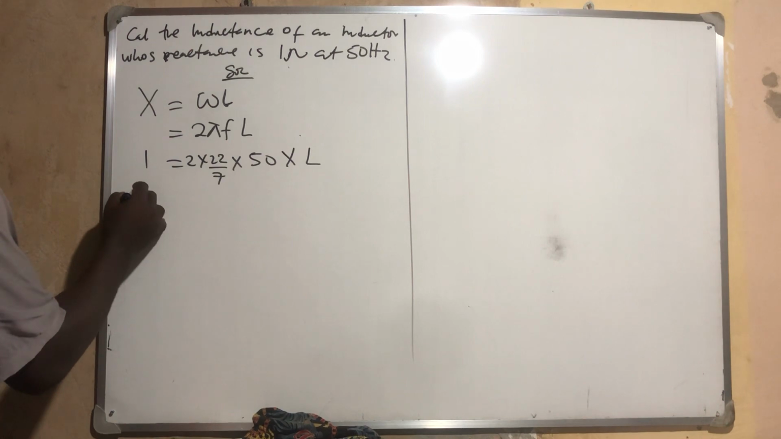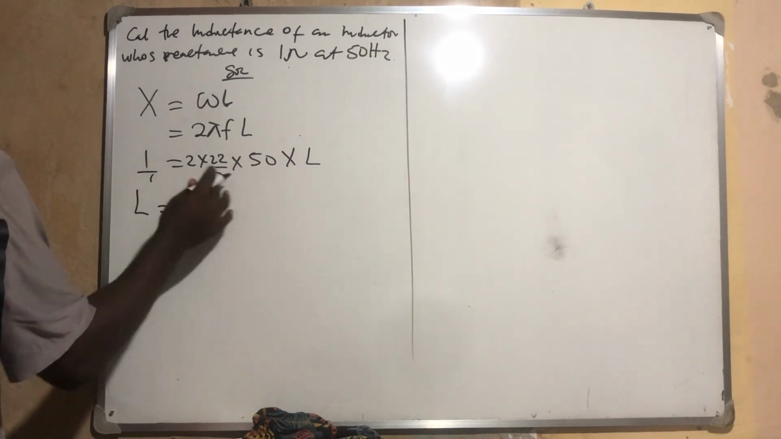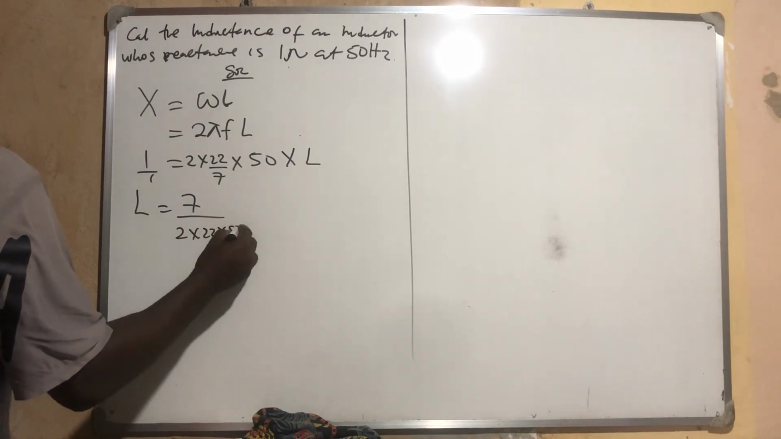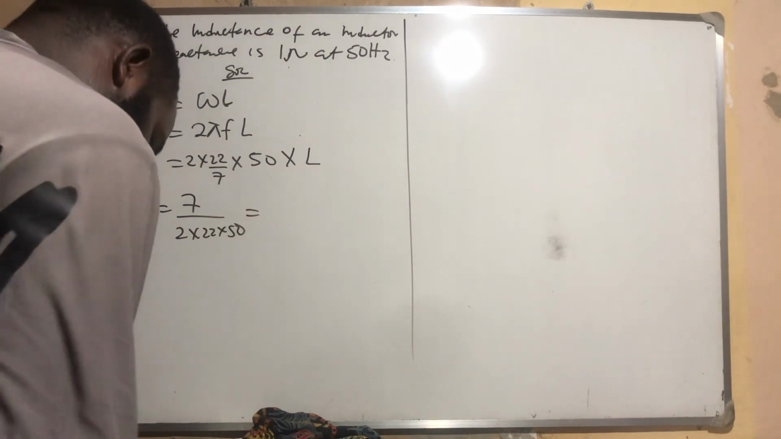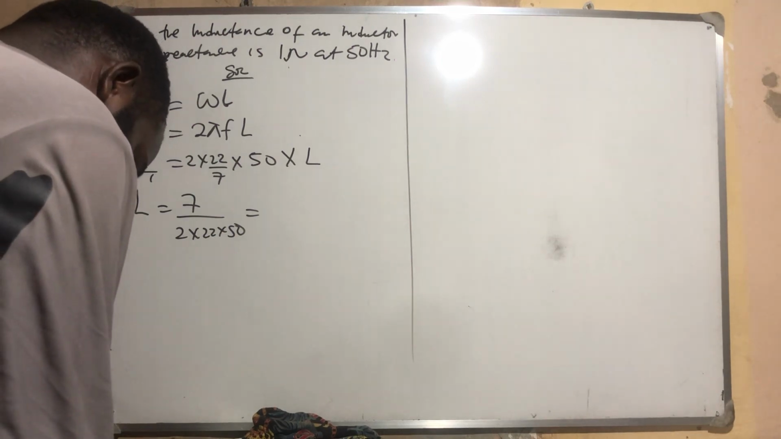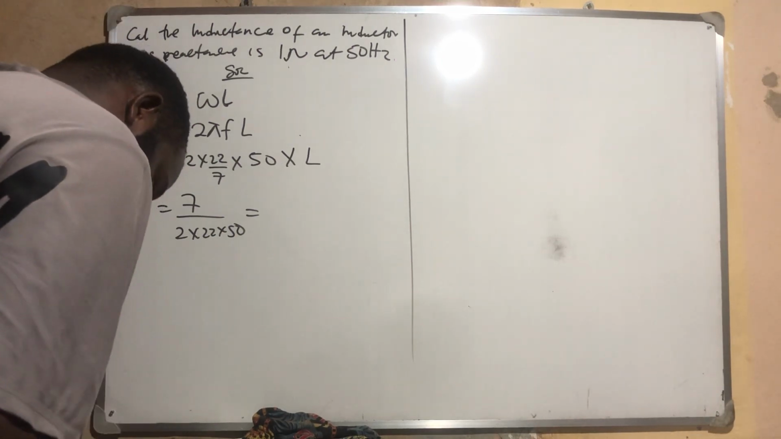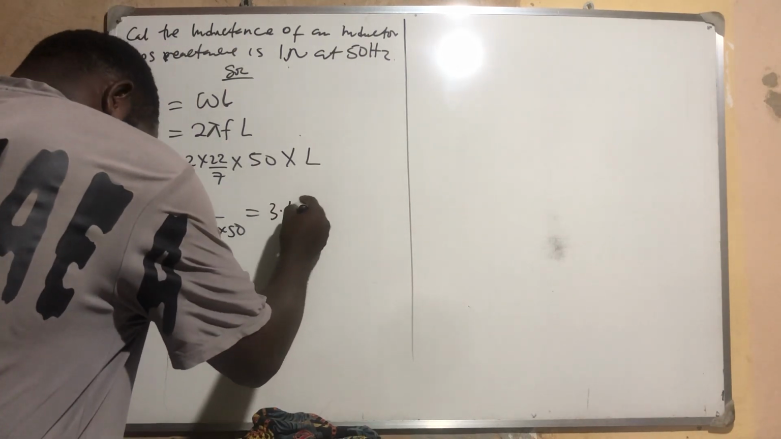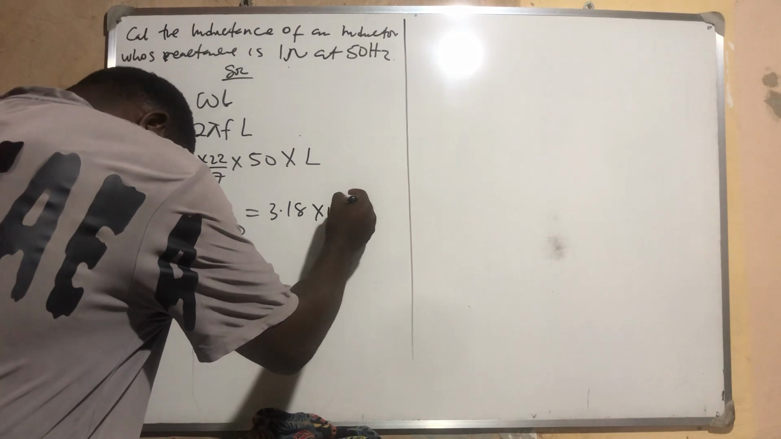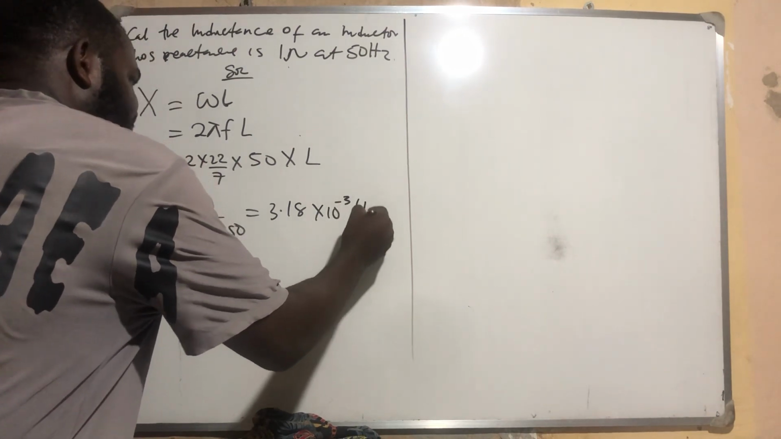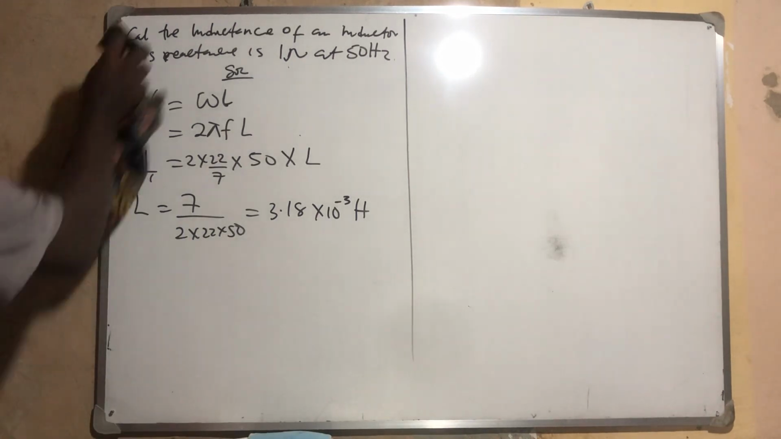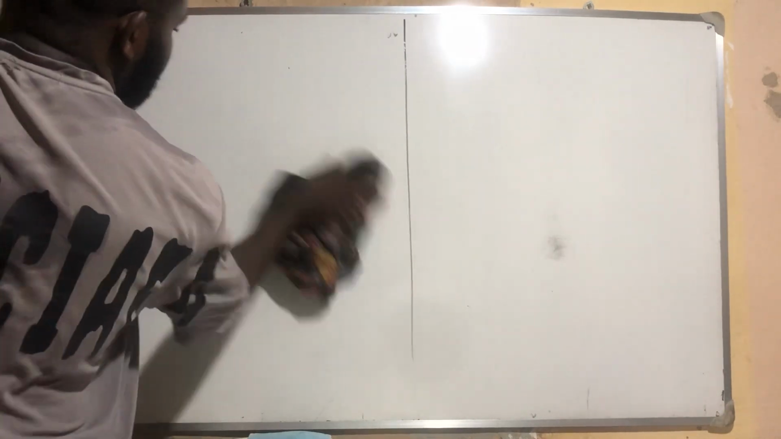If I cross multiply, my L is equal to, the 7 will go here, so 7 divided by 2 times 22 times 50. If you divide that, you will have 3.18 times 10 raised to the power minus 3 Henry. So don't forget that your inductor is measured in Henry. So that is that. The next question.